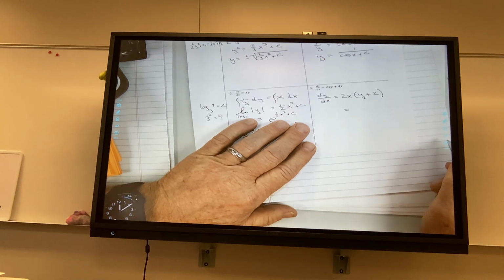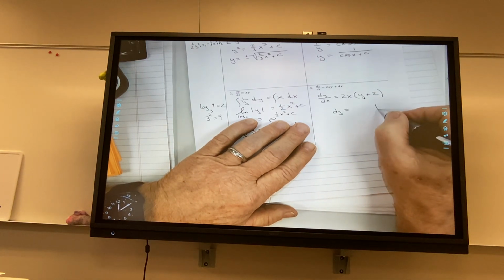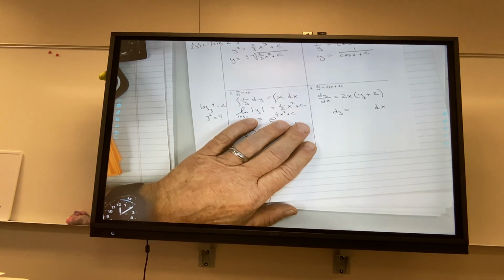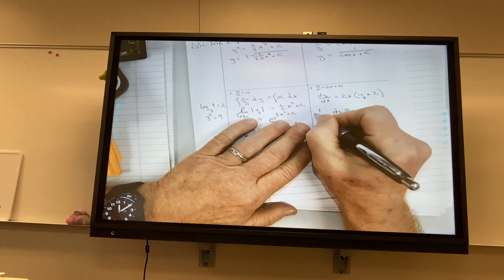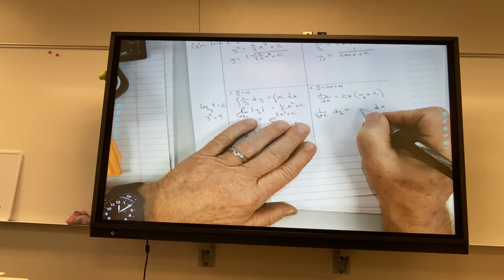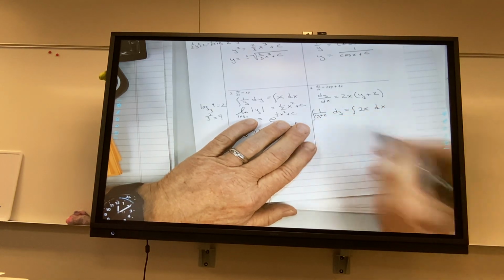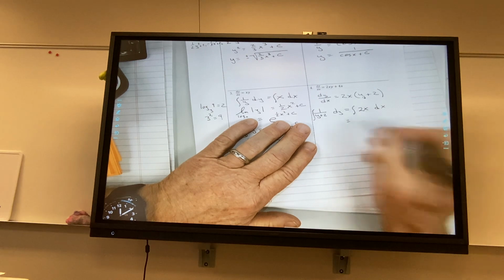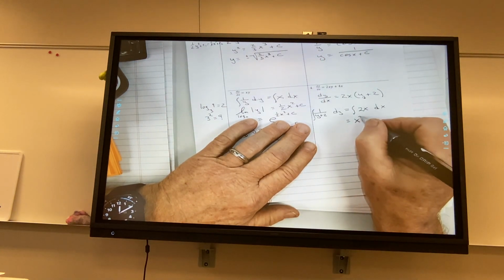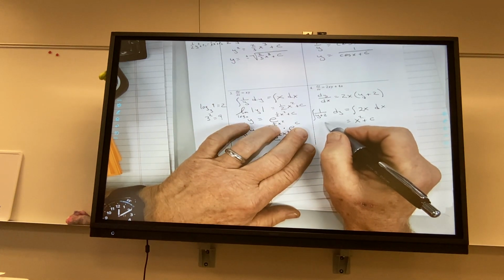Equal sign? Now we got dy's over here, dx is over here. Would you agree? So you got 1 over y plus 2 dy, and 2x dx over here. Integrate. What's the antiderivative of 2x? X squared plus C. What's the antiderivative of 1 over y plus 2?